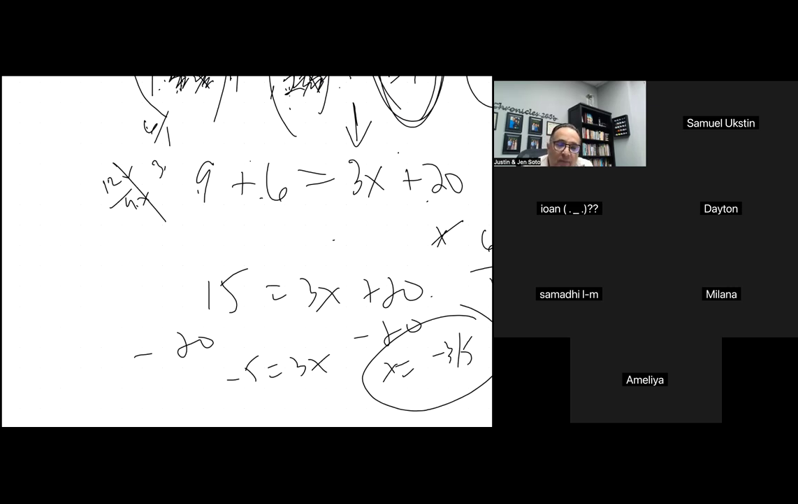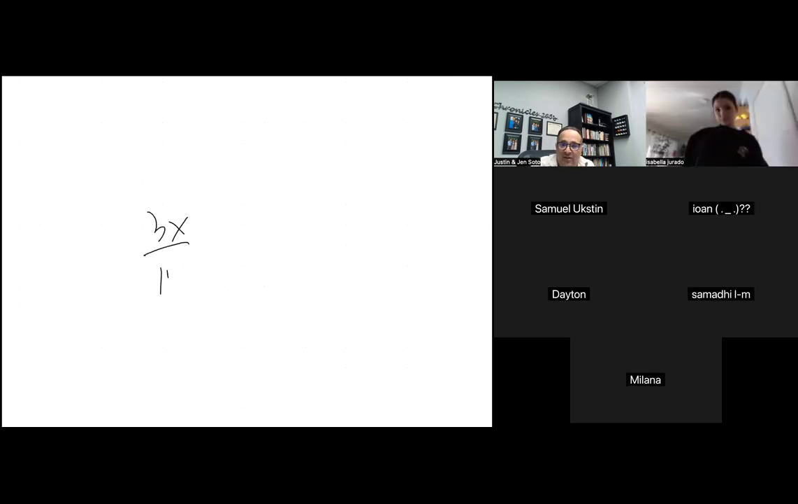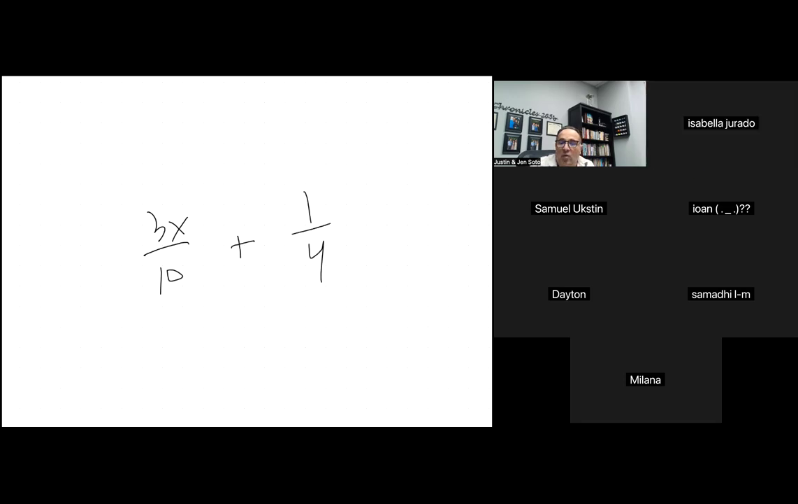Okay, let's do it. We have 3x over 10 plus 1/4 equals 5 over 6. What I have to do is multiply each spot by the least common multiple. Now look, there's no variables in the denominators. That's a good thing. The least common multiple of 10, 4, and 6 is probably 60.